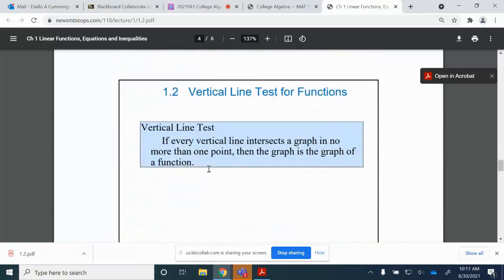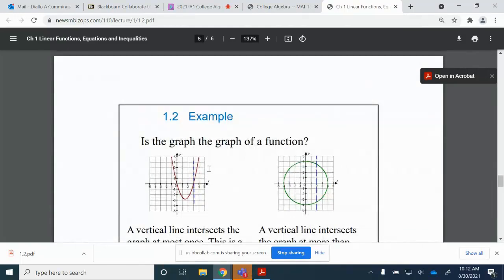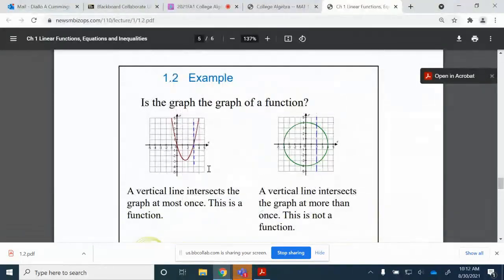But in order to determine if a graph is a function, you must perform what's called a vertical line test. And a vertical line test says that if you draw a vertical line such that you have no more than one point of intersection, then the graph is the graph of a function. So let's take a look at a couple of examples. All right, here we have two graphs.